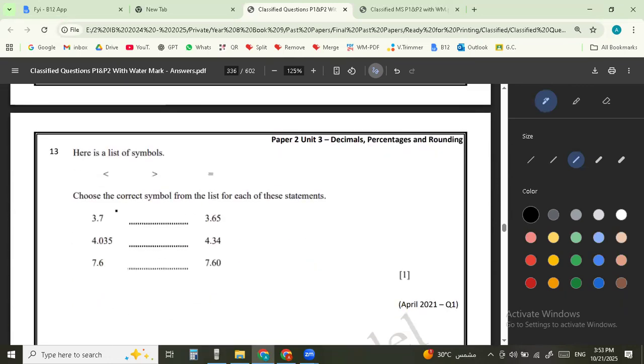This one, they want you to choose the correct symbol from the list for each of these statements. Which one is greater? We agreed you compare the first decimal place with the first decimal place. This one is greater because the whole is the same. Here the whole is 4, the whole is 4, so compare the first decimal place with the first decimal place. The first decimal place is 6, first decimal place 6, second decimal place 0, second decimal place 0, they are equal.